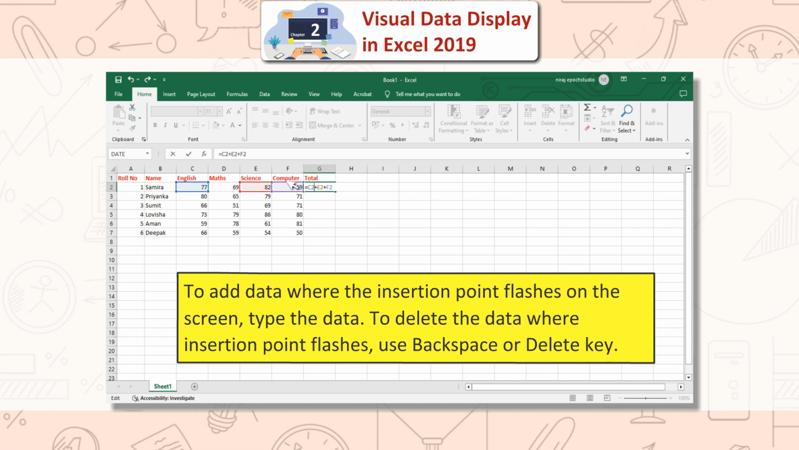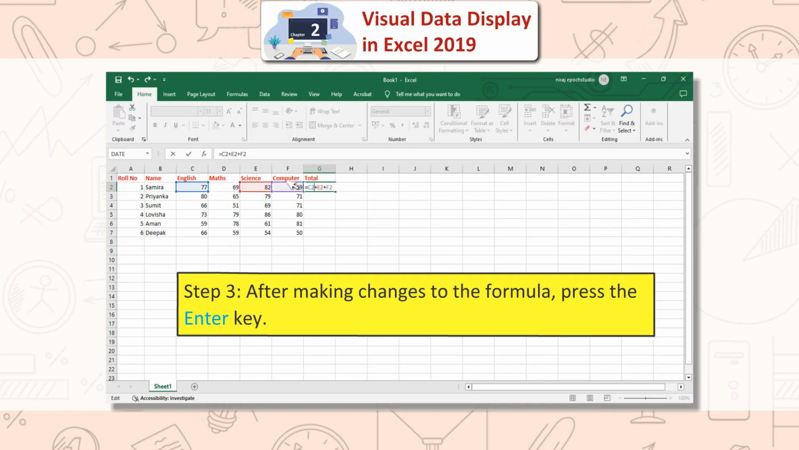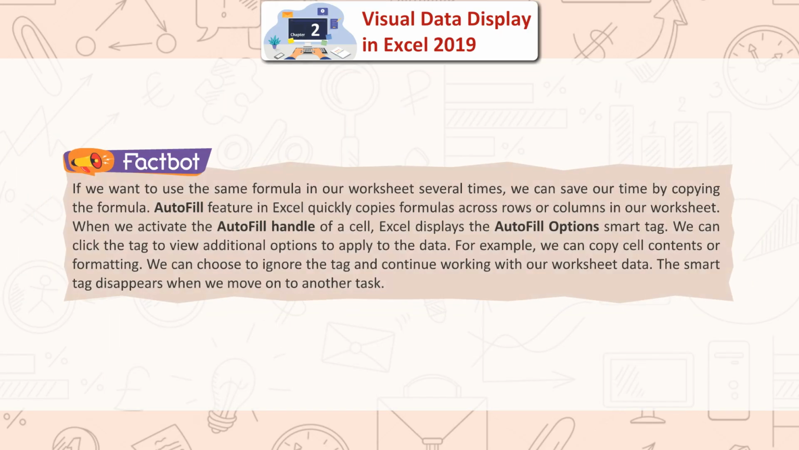To add data where the insertion point flashes on the screen, type the data. To delete the data where the insertion point flashes, use the Backspace or Delete key. Step 3. After making changes to the formula, press the Enter key.